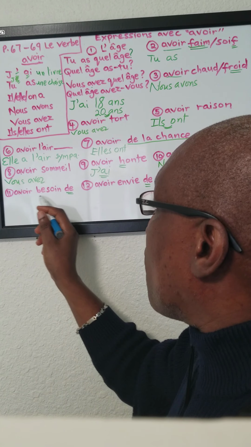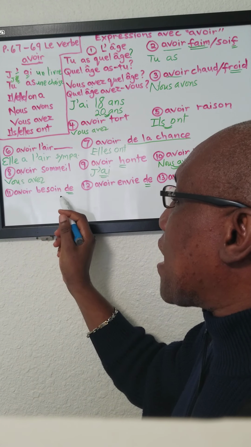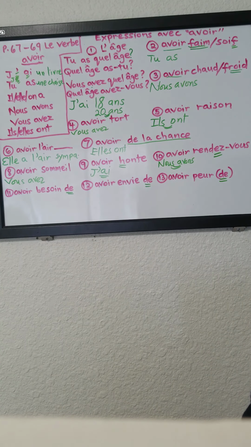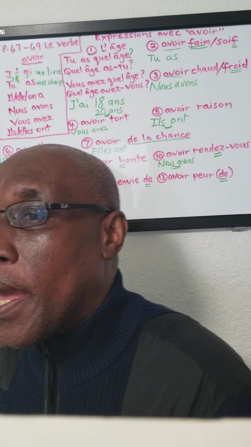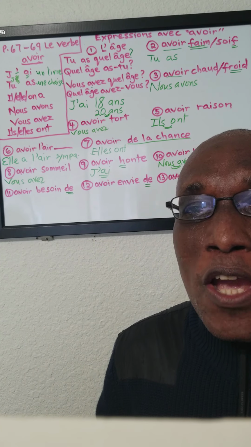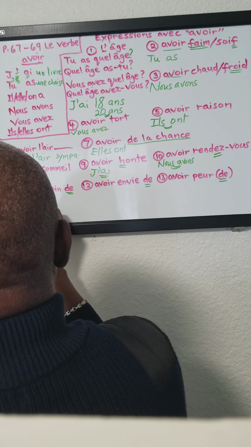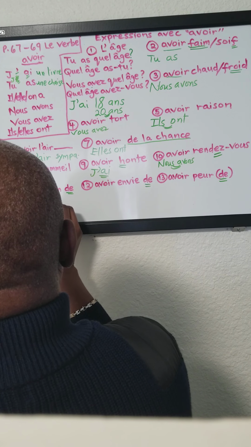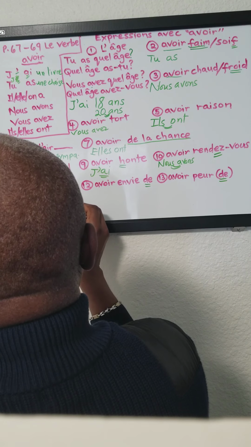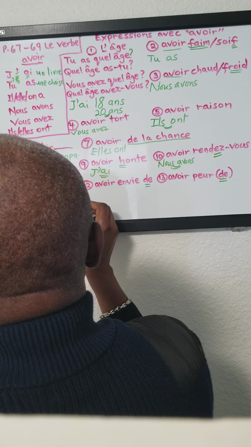Here, avoir besoin de means to need something, to be in need of, right? So if you need a drink, you need a Coca-Cola, un Coca-Cola. You will say, j'ai, right? And then your besoin will follow, right? And then the de. And then your apostrophe, because you are saying, j'ai besoin, if you need a book, okay? J'ai besoin d'un livre.